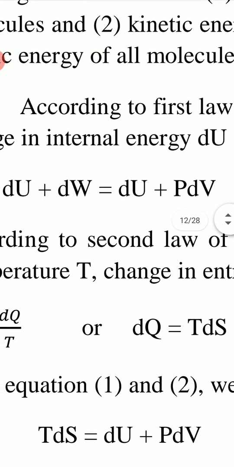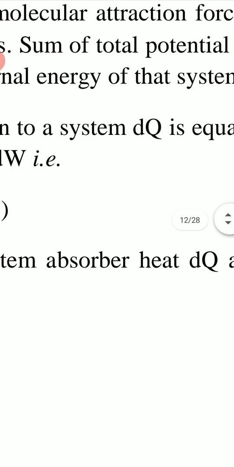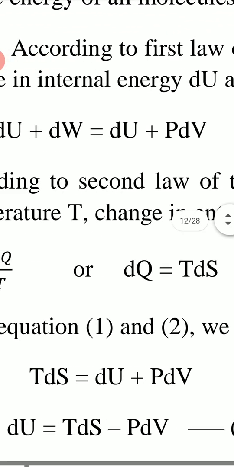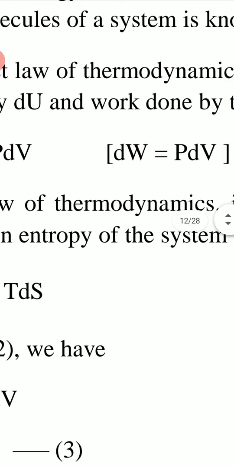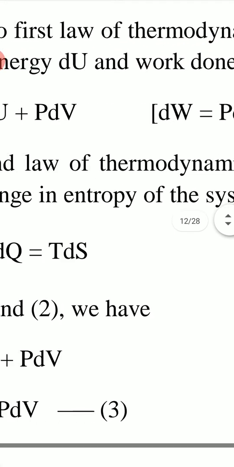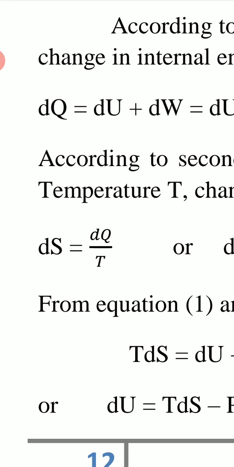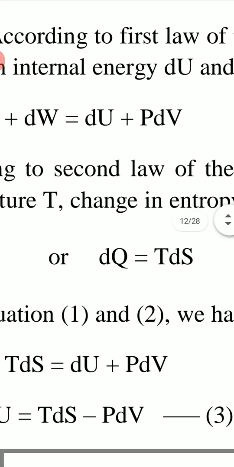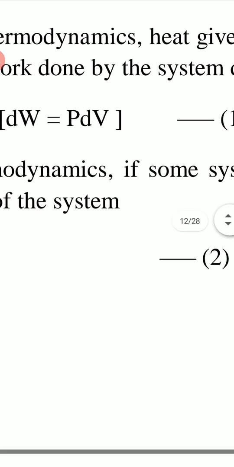From first law of thermodynamics, heat given to a system dQ is equal to sum of change in internal energy dU and work done by the system dW. That is dQ equal to dU plus dW. So this is the first law of thermodynamics. dU is change in its internal energy and dW is work done by the system. And work done by the system dW is equal to PdV. So we can write it as dQ equal to dU plus PdV. We write it as equation 1.